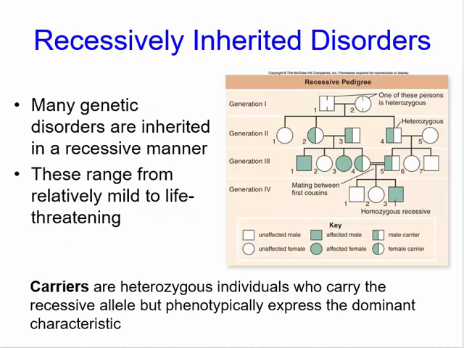Let's look at recessively inherited disorders in a little more detail. There are many examples of disorders that are recessive. They might range in severity from mild to life-threatening. And we can introduce another term here, this idea of carriers. Sometimes we would note carriers on a pedigree with this two-colored circle or square. So it's really meant to indicate this person has one of the recessive alleles and one of the dominant alleles, that they're a carrier.